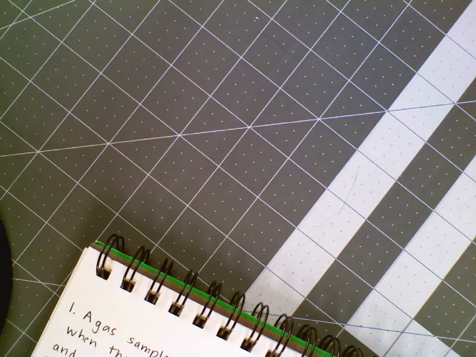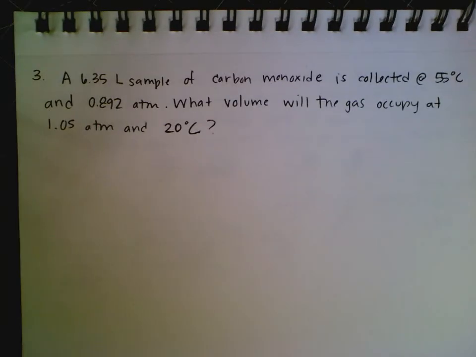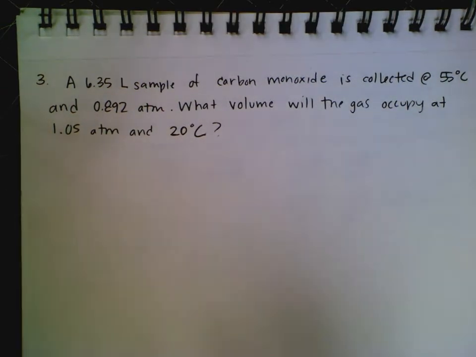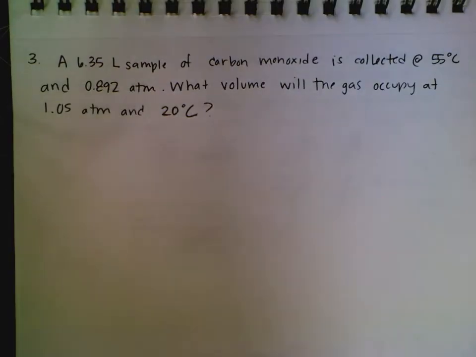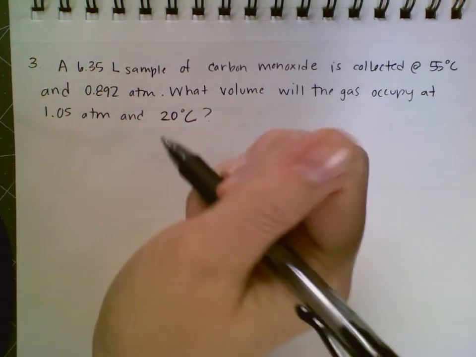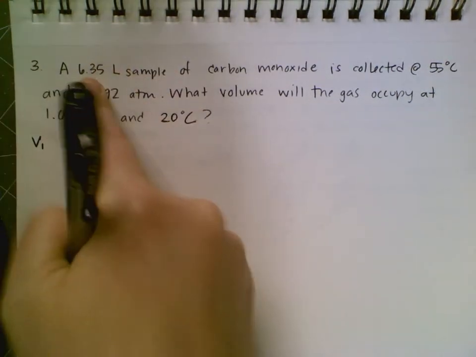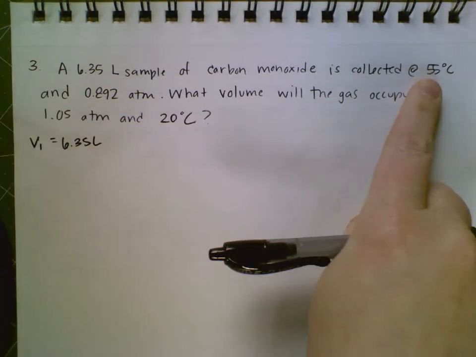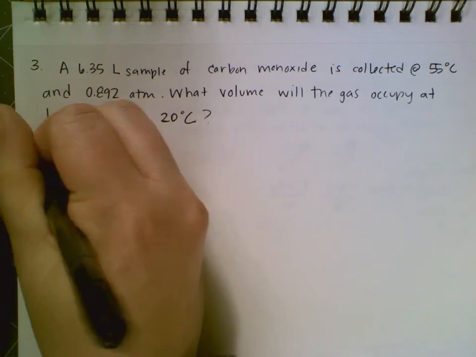Okay. Now, the last one is probably the nastiest one of all of these. You have a 6.35 liter sample of carbon monoxide collected at 55 degrees Celsius and 0.892 atmospheres. What volume will the gas occupy at 1.05 atmospheres and 20 degrees Celsius? So if I read through this problem and I make a list of what I have here, I have a V1 to start off with, which is 6.35 liters. It's telling me it's at 55 degrees Celsius.